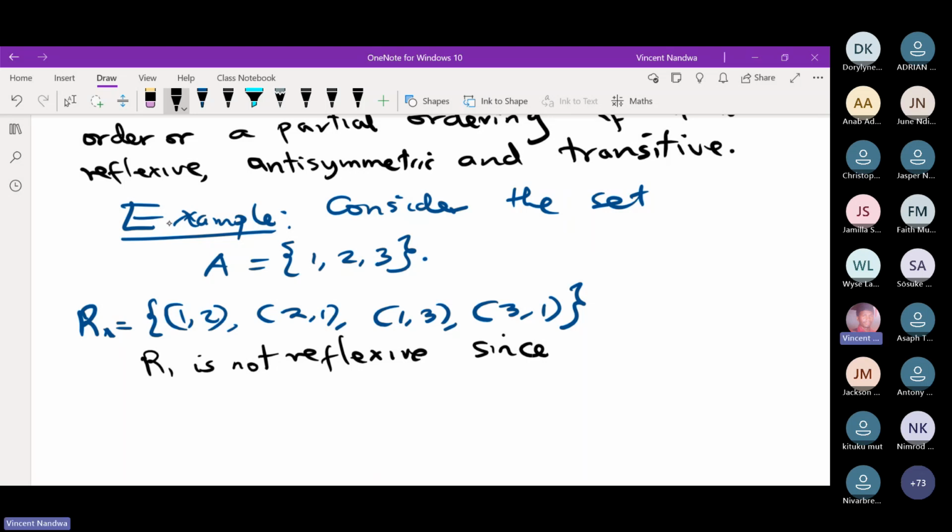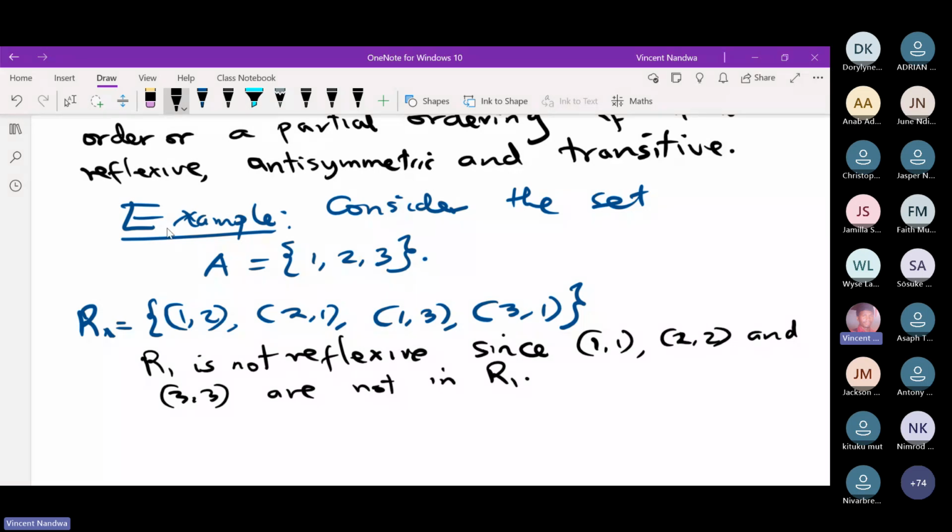Yes, so since 1, 1, 2, 2, and 3, 3 are not in R1. Good, because for a relation R to be reflexive, it should have elements x, x for all x in A. And since A has 1, 2, 3, then 1, 1, 2, 2, 3, 3 must be in the relation for it to be called reflexive. So those are lacking, therefore R1 is not reflexive.